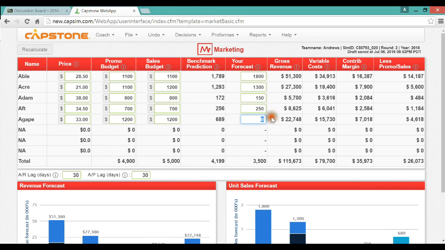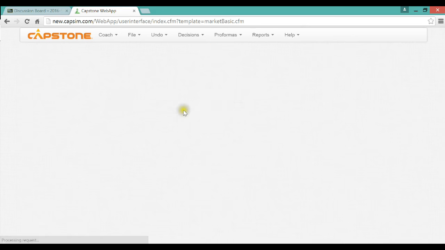Whoops, I forgot to enter my forecast here. If you don't enter anything, it should change it automatically, but just to be safe, I'll do it again.